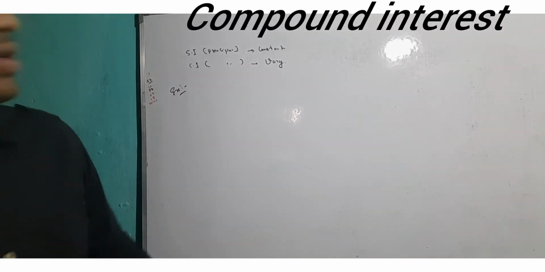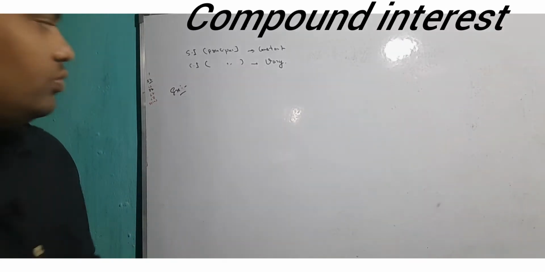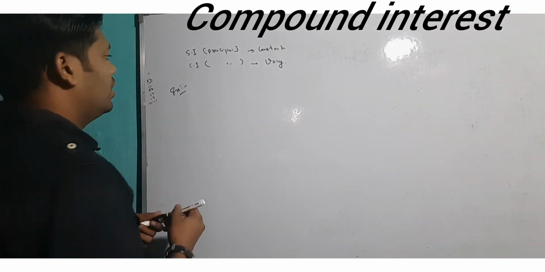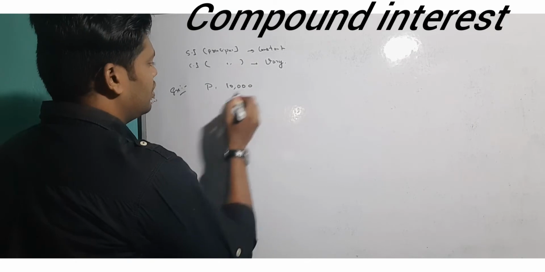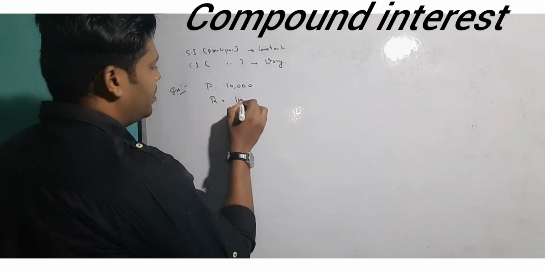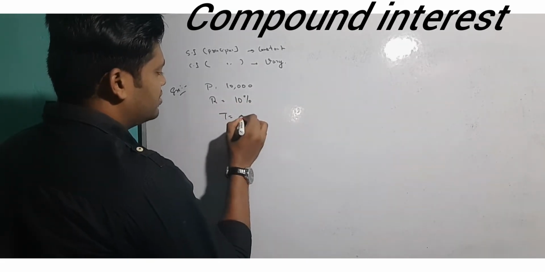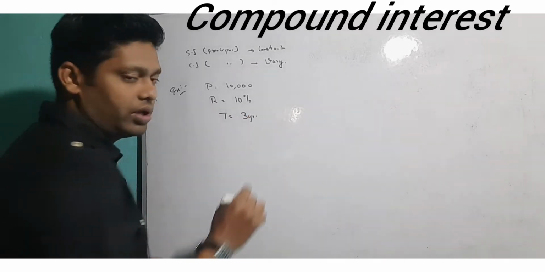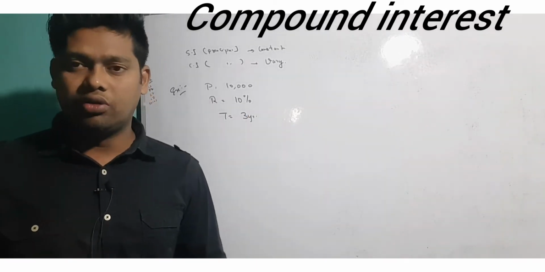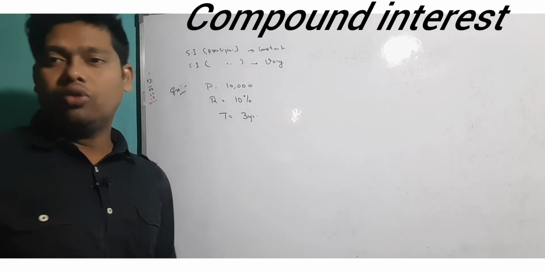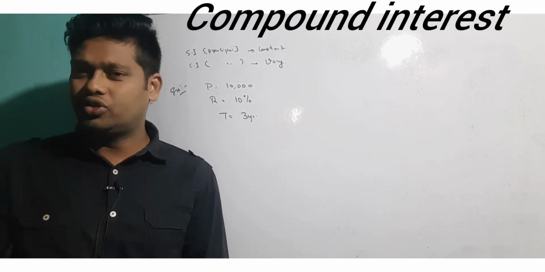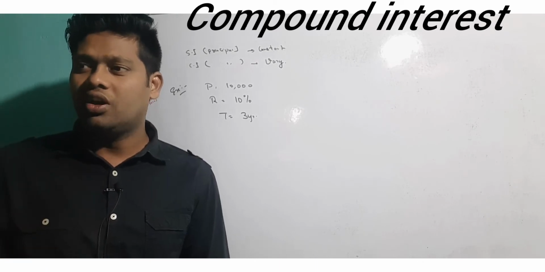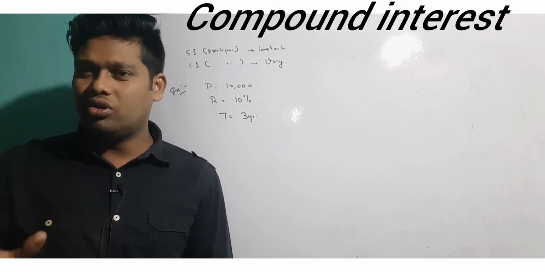The example is, we will take a principal of 10,000 where the rate of interest is 10% and the time period is 3 years. Listen to the example, then you can do everything. How to find the compound interest is just like simple interest, but where is the difference, I will show you with an example. First, to understand the basic sums, how to do compound interest.